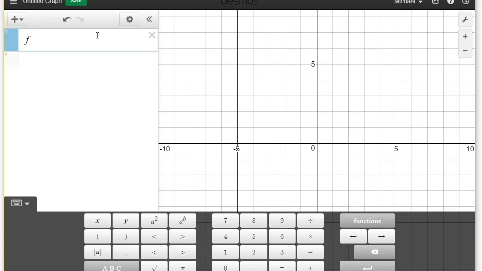I'd like you to write down f of x equals, and we're going to start off with the square root of x. And I'd like you to see what the graph of square root of x looks like. This is it right here. It's kind of got a classic look to it.